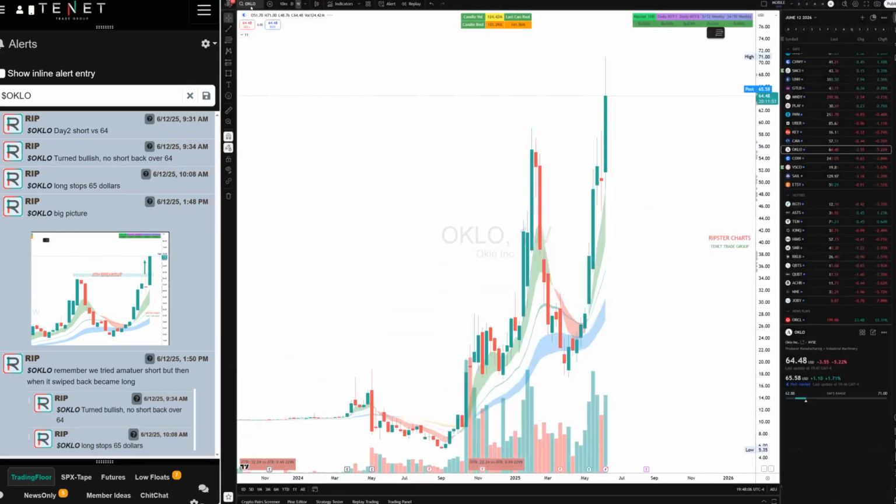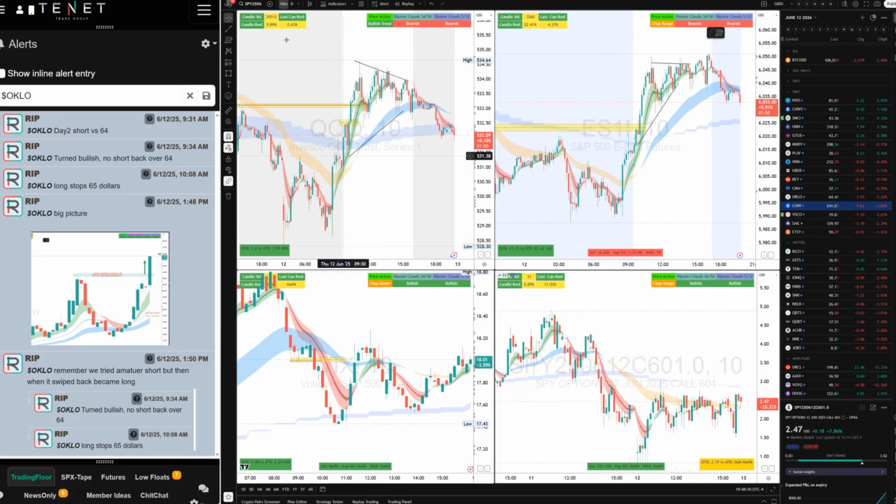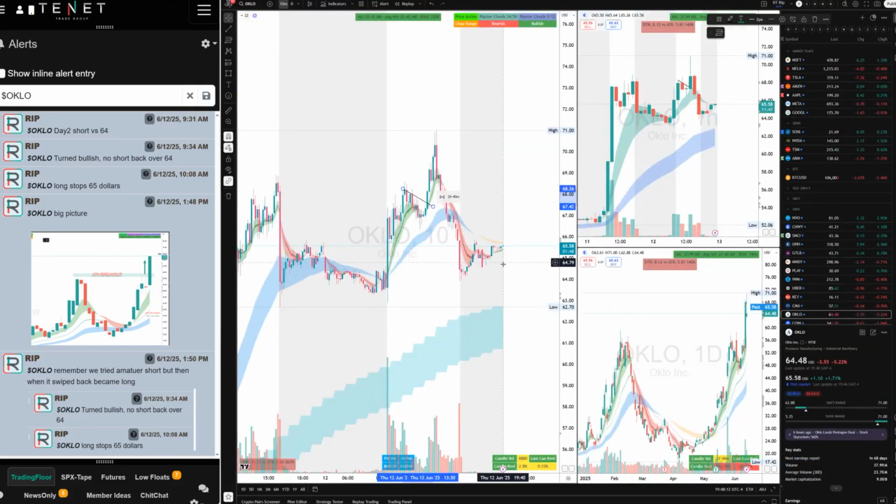Oklo on the big picture level is breaking out of the weekly chart, all-time highs, A+. So it was simply a retest and push. Tomorrow we're going to watch it. If it reclaims, it holds this area, reclaims 66, we'll long it again.